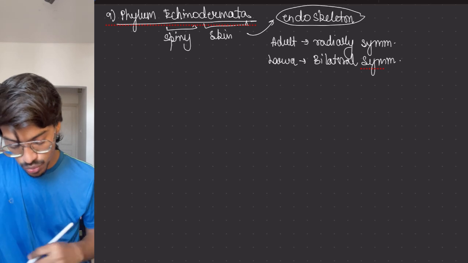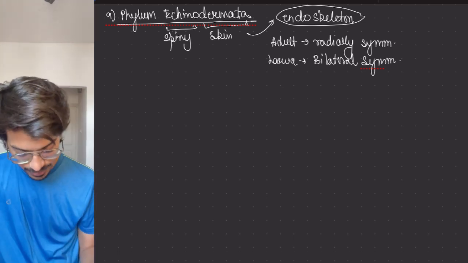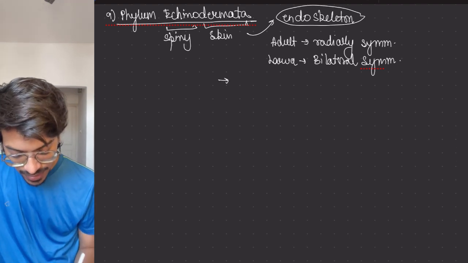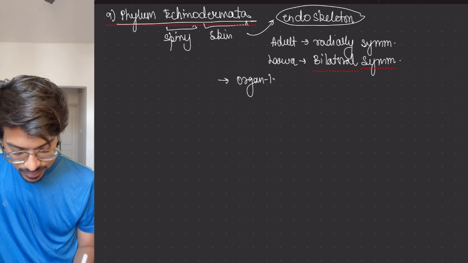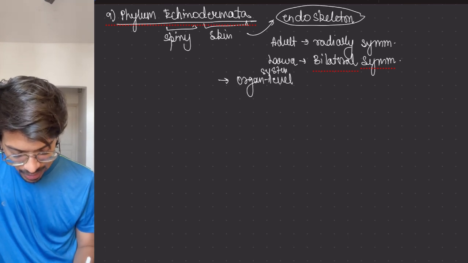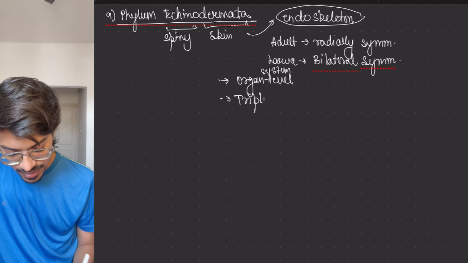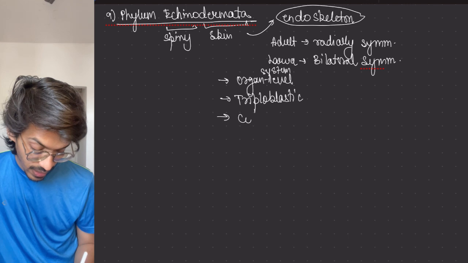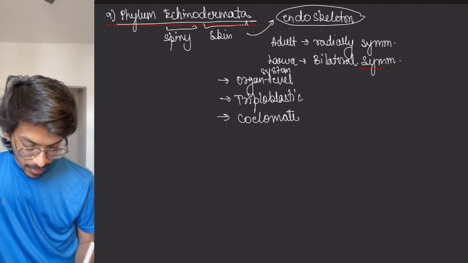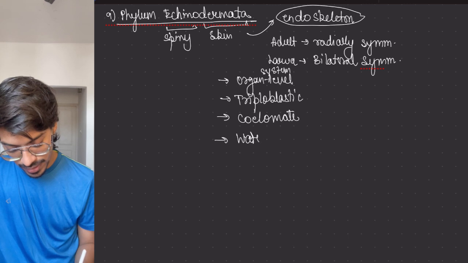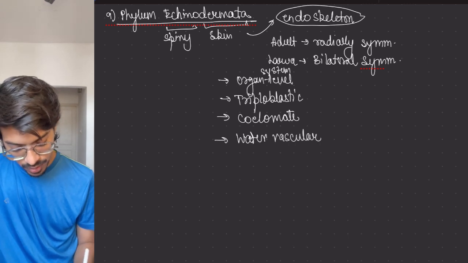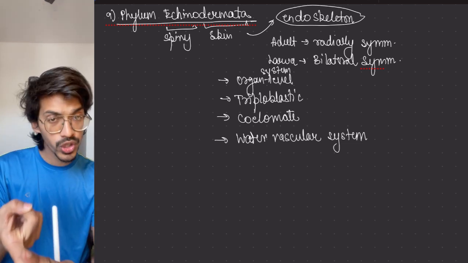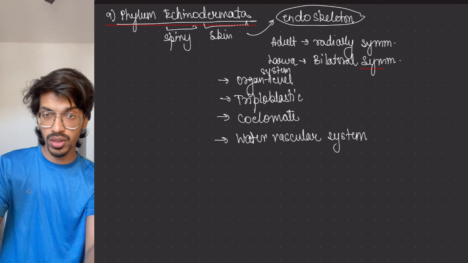Okay. Moving on to the next one, their basic features. They have organ system level. I told you that they will be the same. Then they are triploblastic. They are coelomates. Major feature, they have what? Water vascular system present. Through this only they get food, do their locomotion, capture their things, and do all those things.